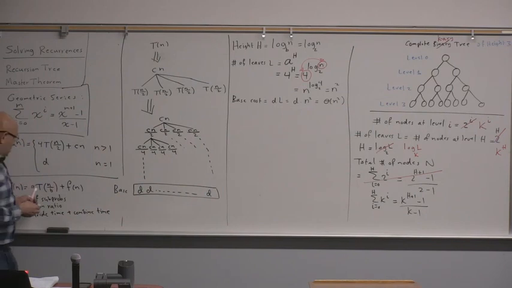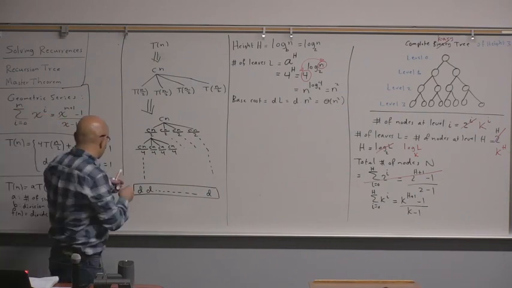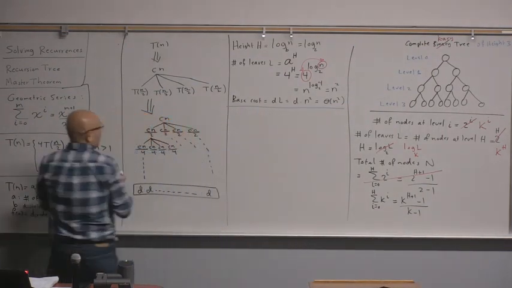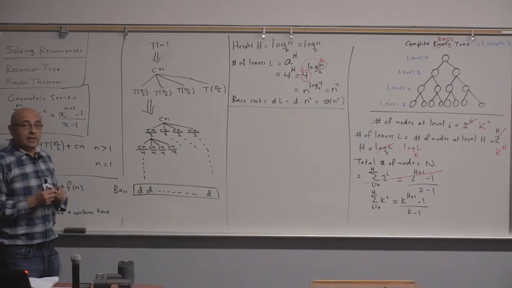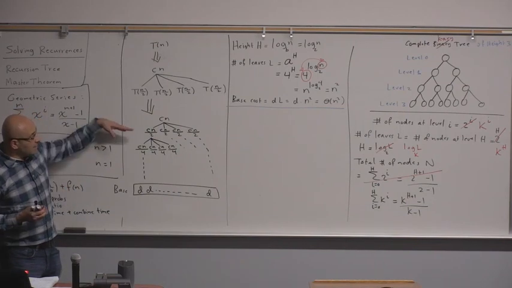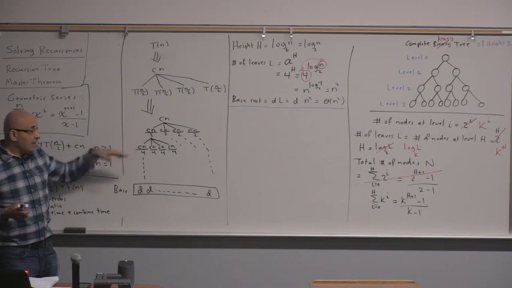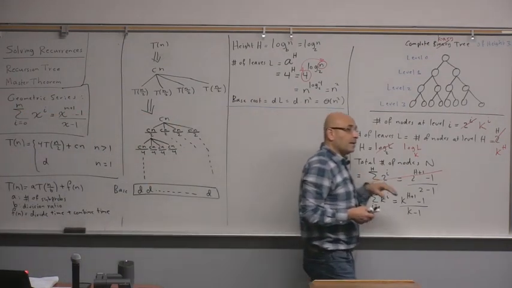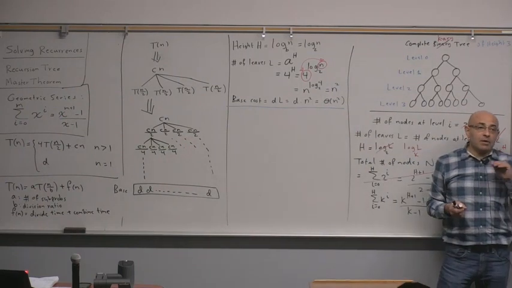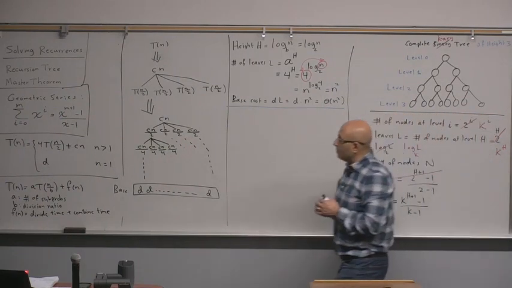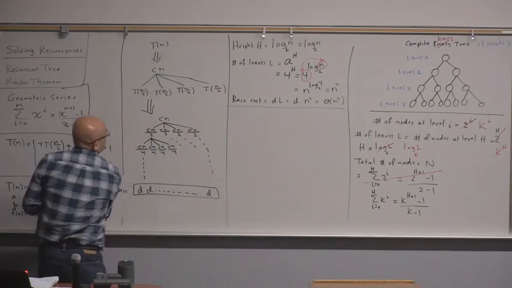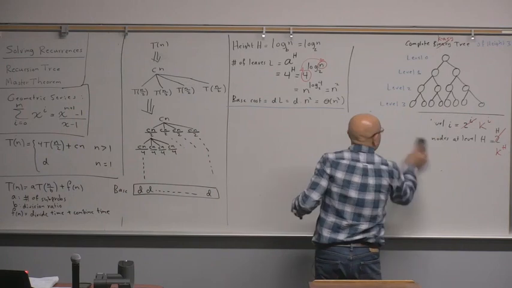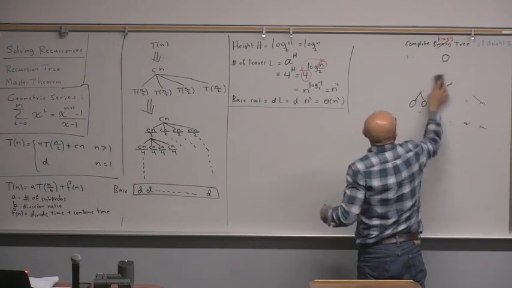Okay? Now we need to calculate the internal cost. The key step in calculating the internal cost is finding the cost at each level and finding a formula that relates the level number to the number of operations at that level. Level number with the number of operations at that level. I think I should erase this now to have more space.